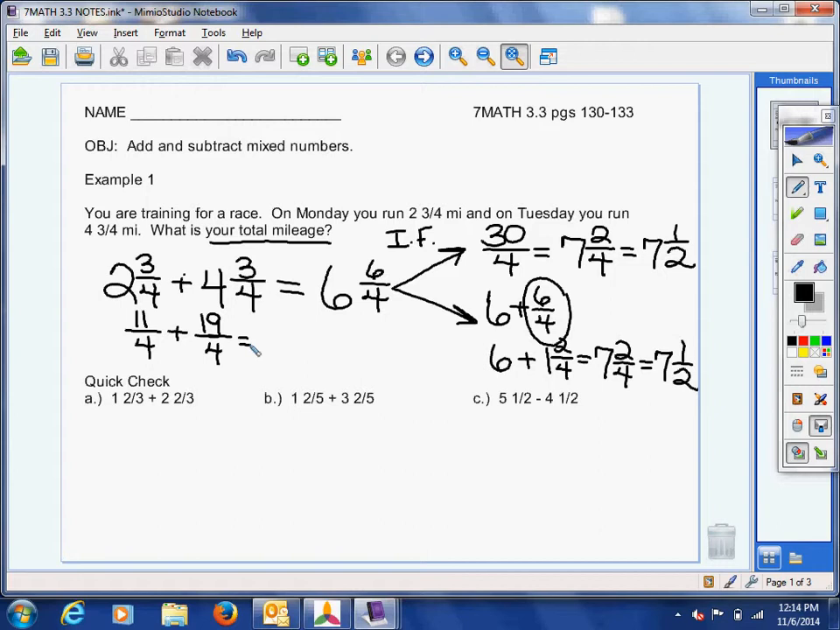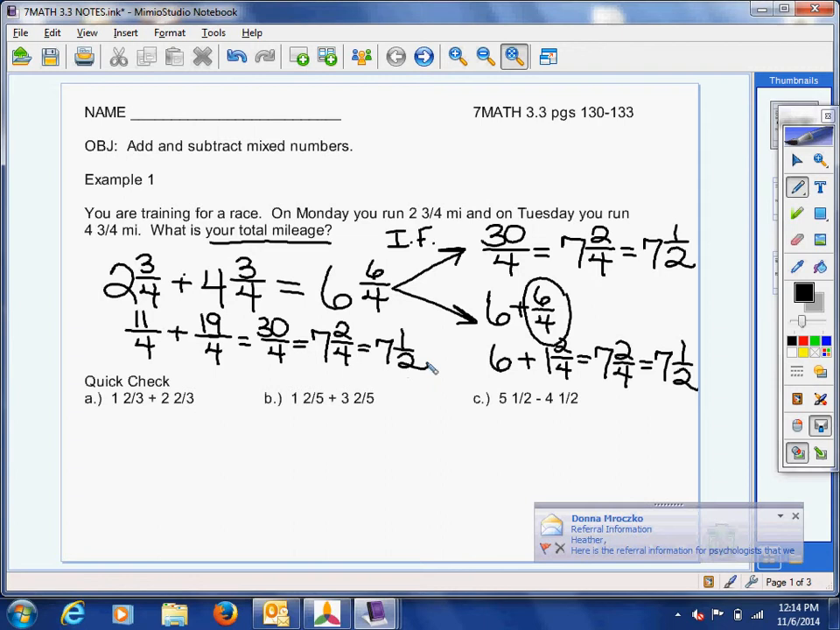30. You got it. 34. Okay. Isn't that cool? So you could do it, and then you could do what we did over here. 4 goes into 30 how many times without going over? 7 with 2 left over, and then just reduce it. Okay. So I just showed you 3 different ways to solve just one problem.